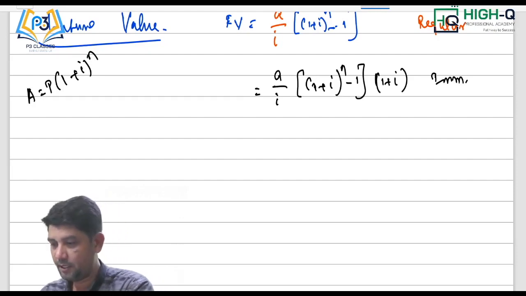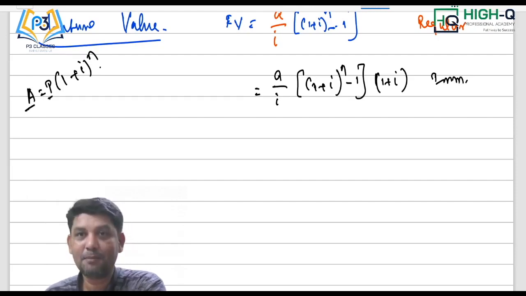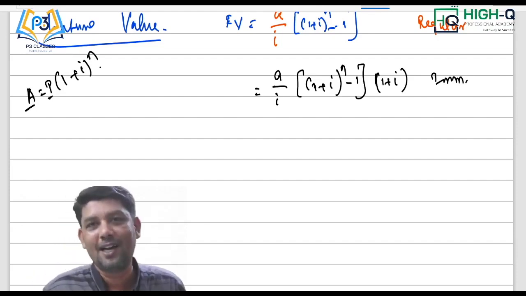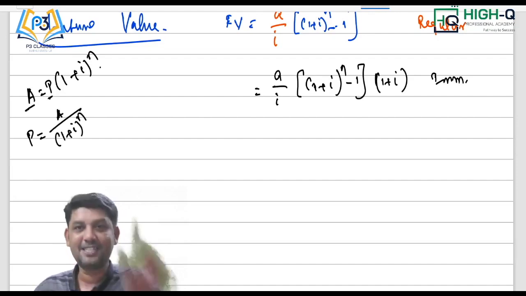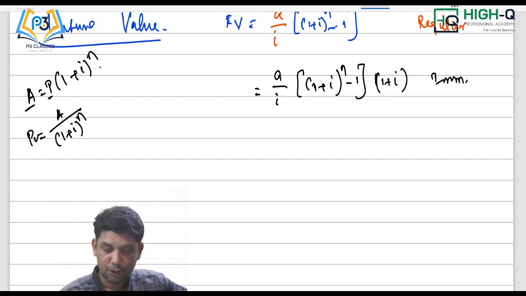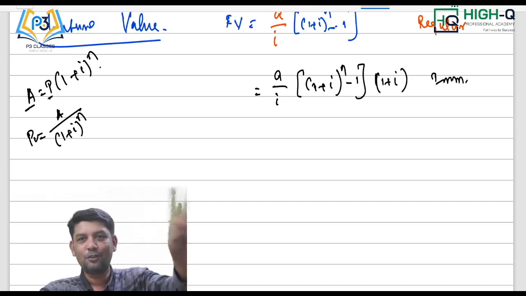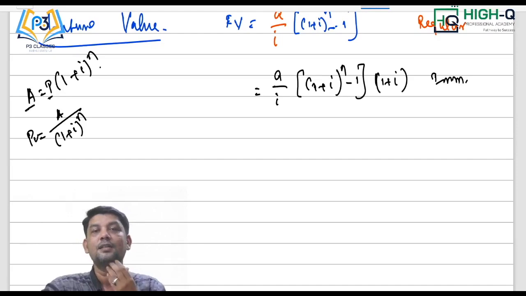Here, amount is nothing but future value, and P is nothing but present value, that is, the principal. So what is the present value? Future value divided by (1 plus I) the whole power n. This is my present value formula. So when you divide a future value by (1 plus I) the whole power n, you will get the present value.